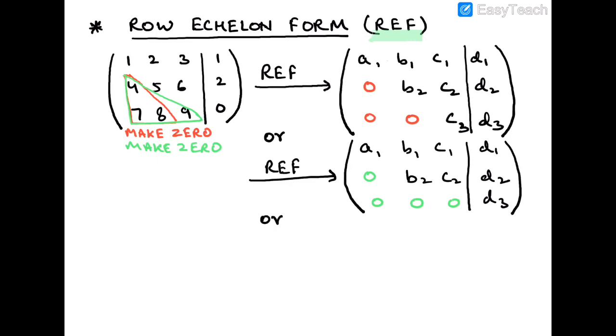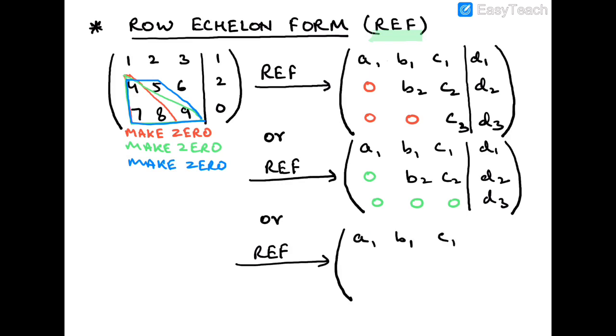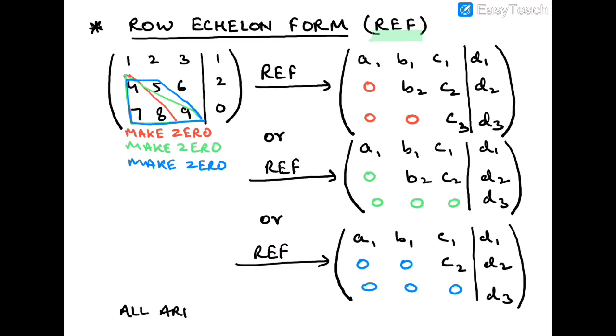Now let's include one more coefficient, that is 5, and make it 0, 2. Then the matrix we will get is like this, where the leading coefficient of row 1 is A1 and for row 2 it's C2, and the row with all 0 coefficients is the bottom row of the matrix. And all the above matrices are in row echelon form.